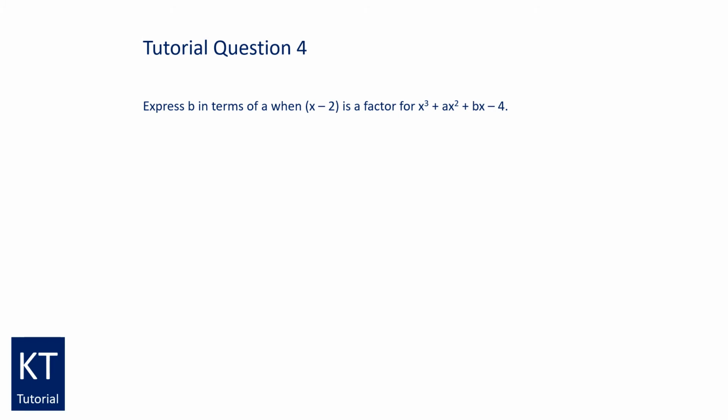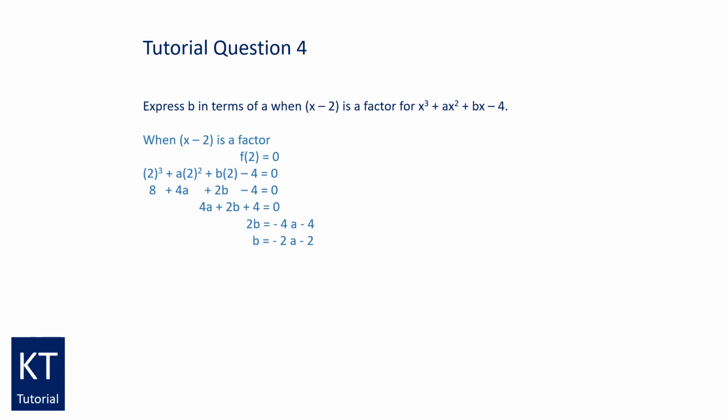Tutorial question 4. Express b in terms of a when x minus 2 is a factor for the given cubic polynomial. Once again, when it's said that x minus 2 is a factor of the polynomial, f of 2 is equal to 0 by inserting the value of 2 into the given cubic polynomial. This should be equated to 0, and from there we would be able to solve for b in terms of a.